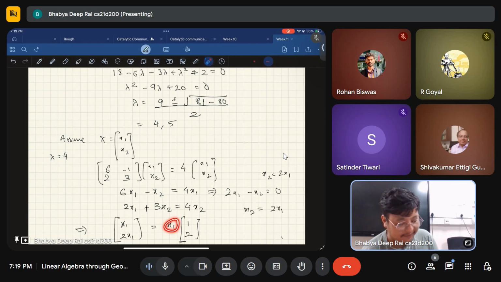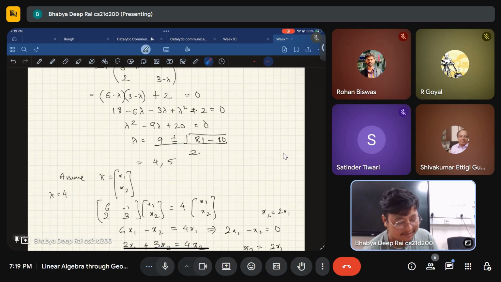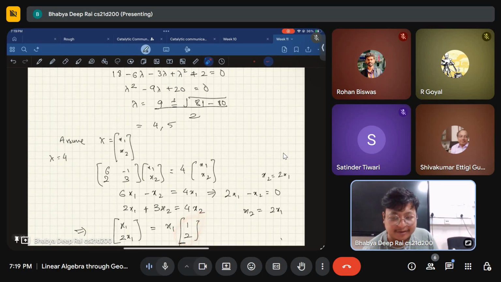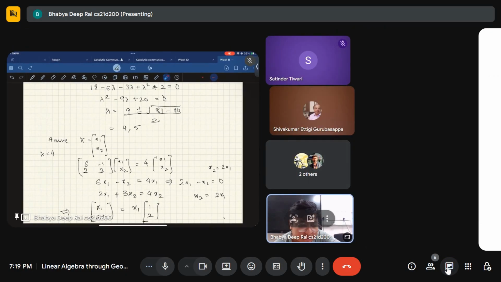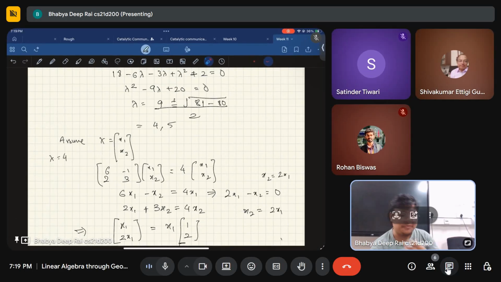A scalar multiple of 1, 2 is what is also called the eigenvector, because any scalar multiple will still give you an eigenvector. So 1, 2 is your eigenvector. And one more, Rohan, you had the eigenvector for lambda equals 4 as 1, 2. Is that what we have? That's right. So we have 1, 2 here. Good.